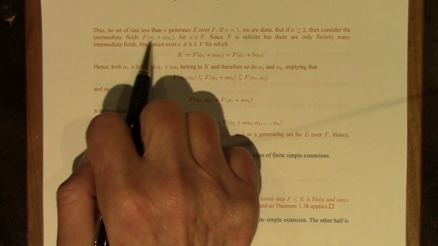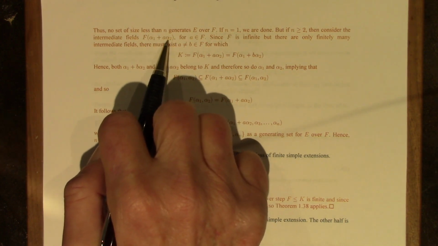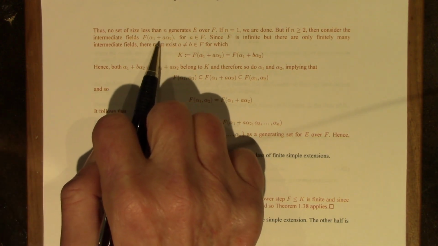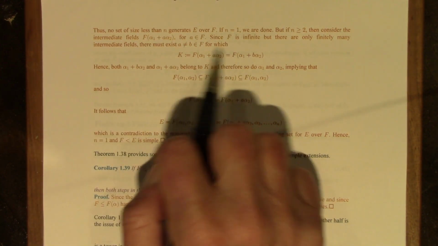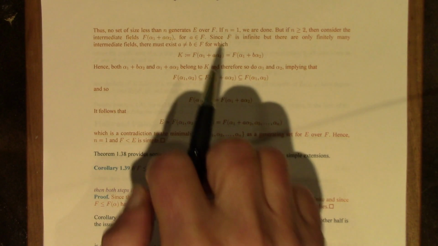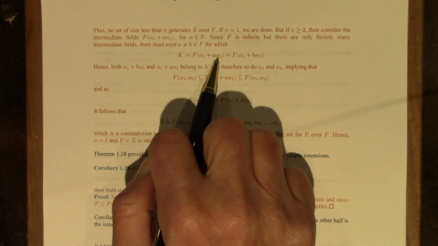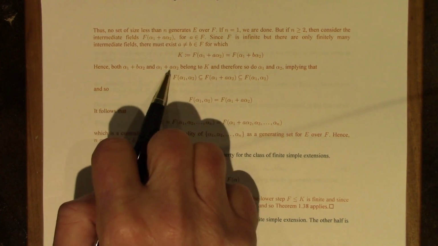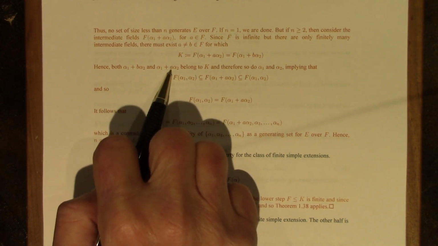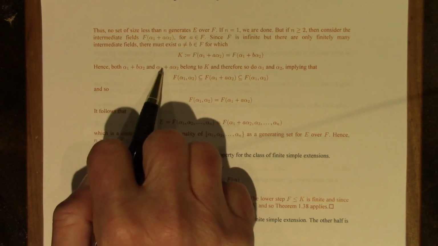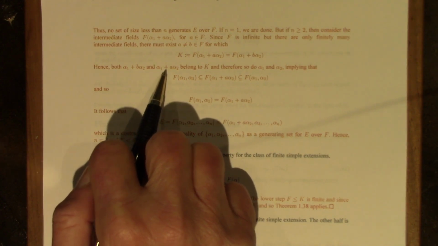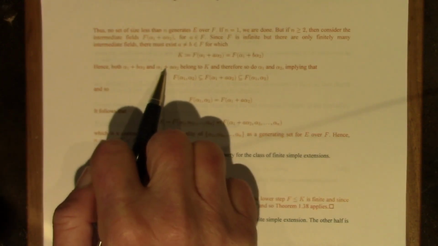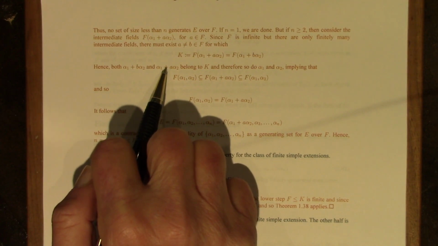There are infinitely many of these fields, but there can only be finitely many intermediate fields. So a lot of these have to be equal. I'll call this K. Now in K, we have both these elements. And so, for example, their difference is in K, and you can do the algebra here, the elementary high school algebra.